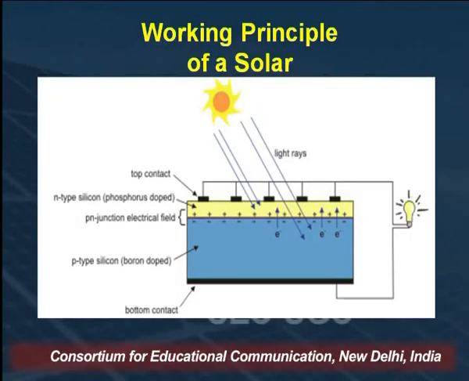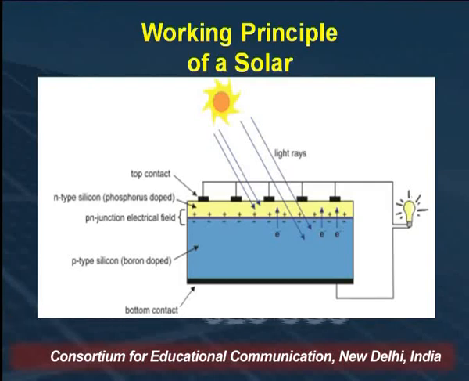So here we are discussing the working principle of a solar cell. A solar cell converts solar energy into electrical energy. How does it convert solar energy into electrical energy? Here on the screen we have the working principle of the solar cell.